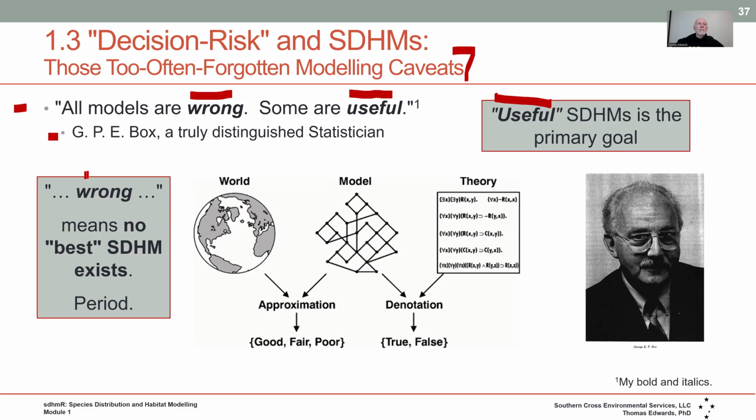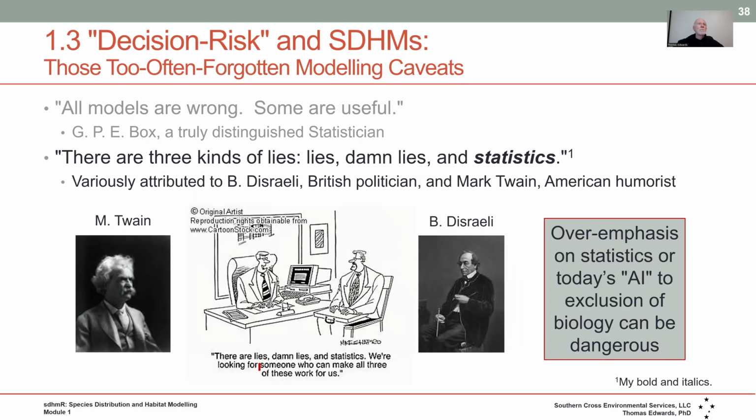Now, wrong, at least as I interpret it, means there is no single best distribution model ever. Period. Get over it. This is one of the areas where conflict arises, because many agencies, particularly Fish and Wildlife Service, by policy and law, are required to use the best model. There is no such concept as best models. These are useful. Do they answer the question? Again, we'll go over that by the time we get to Module 7 when we talk about ensemble models.